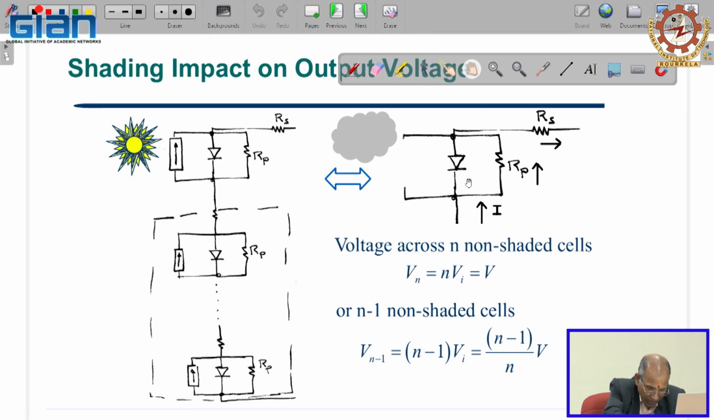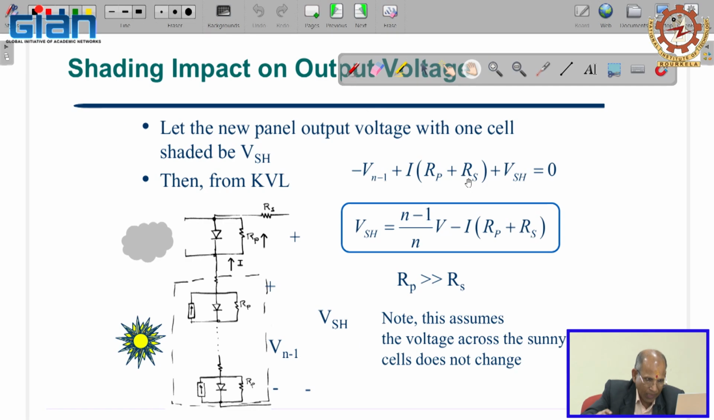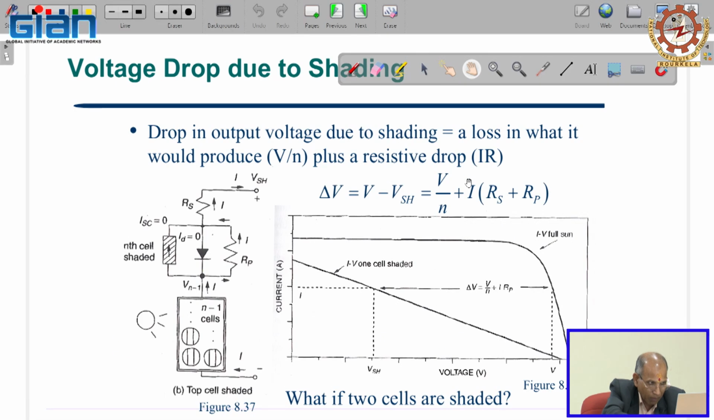So you can see this simple analysis. The additional points and the figure drawn are very simple, straightforward to analyze. You can see that because of the shading of the cell, the voltage drop delta V, this amount, you can get given by this equation.